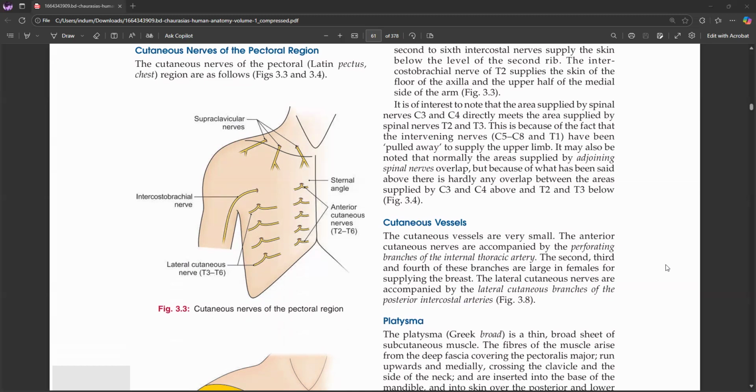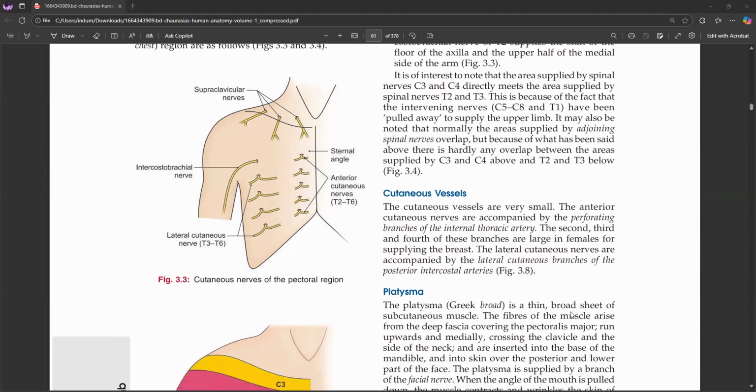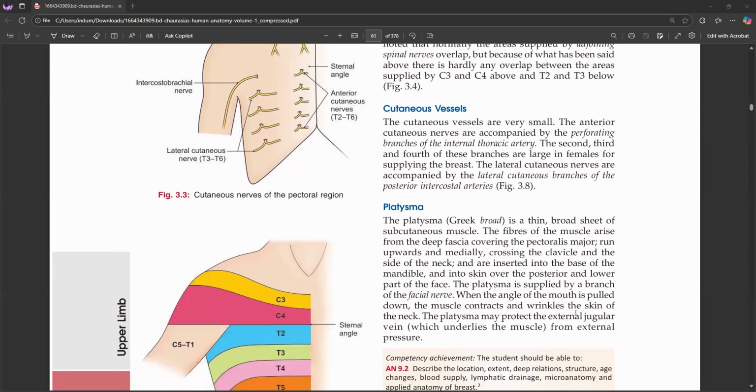This is because the intervening nerves C5 to C8 and T1 have been pulled away to supply the upper limb. It may also be noted that normally the areas supplied by adjoining spinal nerves overlap, but because of what has been said above, there is hardly any overlap between the area supplied by C3 and C4 above and T2 and T3 below, figure 3.4.